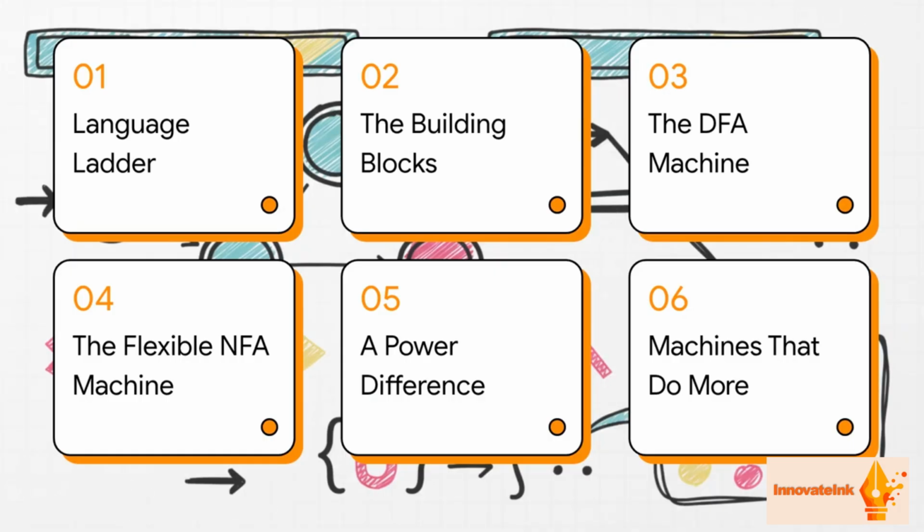All right, so here's the game plan. We're going to start with the big picture, the different levels of computational power. Then, we'll get down to the nitty-gritty, the actual building blocks. After that, we'll build two kinds of machines, see how they stack up against each other, and finally, we'll check out what else they can do besides just giving a thumbs up or thumbs down.